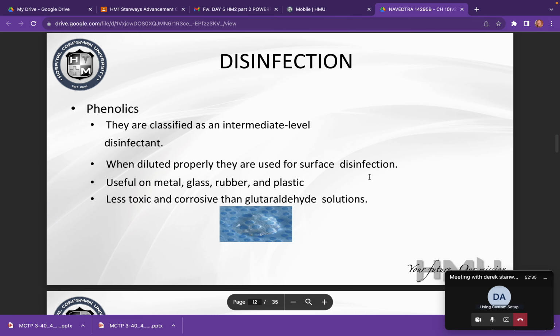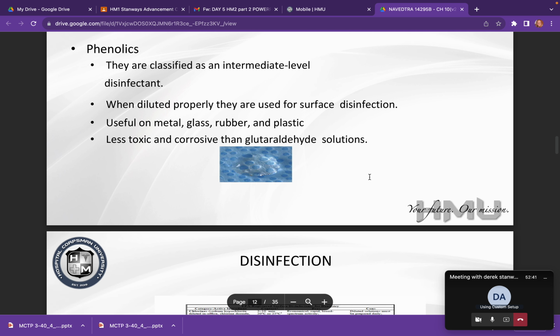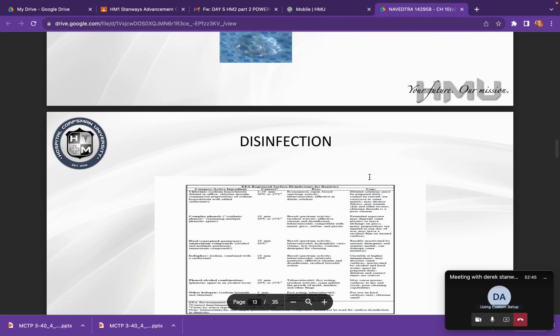Phenolics are classified as an intermediate level disinfectant. When diluted properly, they are used for surface disinfection, useful on metal, glass, rubber, and plastics, and are less toxic and corrosive than glutaraldehyde solutions.